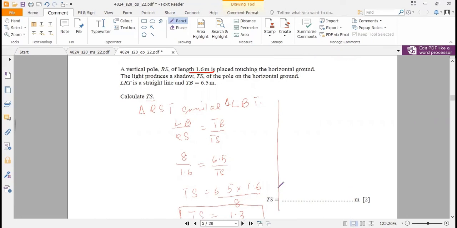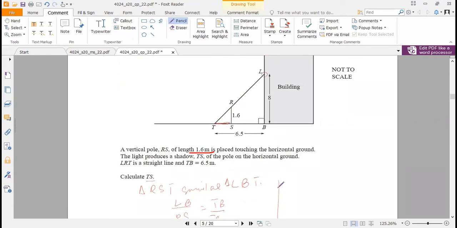The alternate way is by using SOHCAHTOA. First, we can find this angle by considering triangle LBT. Once we get this angle, we can consider the small triangle RST, and by using sine, we can find TS. And by using cos, and by using tan, we can also find TS.